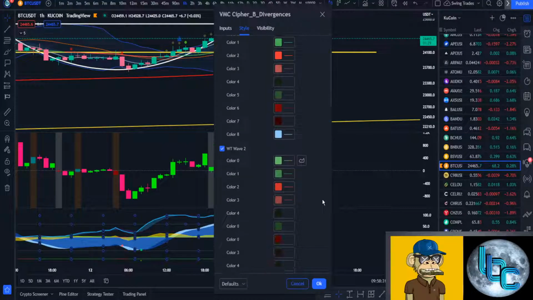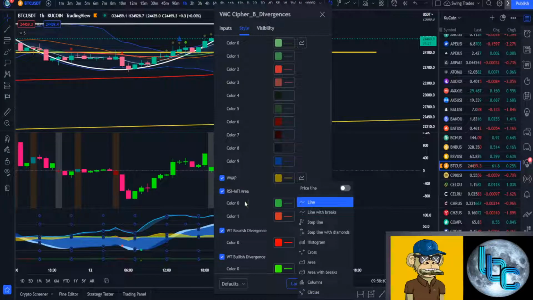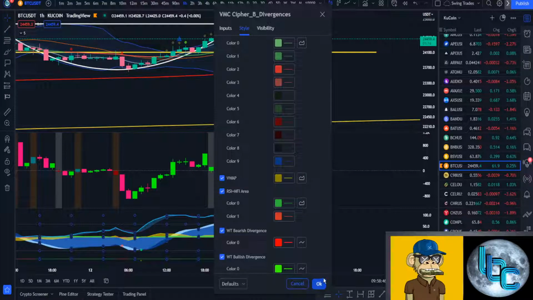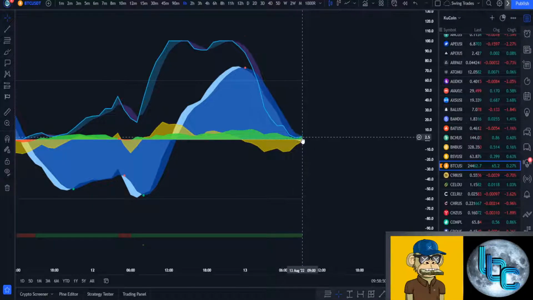Just so you know, guys, when you use the Fu Manchu, sometimes you have to come in here to the settings, go to the style, then go to the RSI plus MFI area. Even though it's called area, for some reason it puts it on a line, which is dumb. Now I can see it. So we do have money flow coming up, and we do have the Stokes coming up.